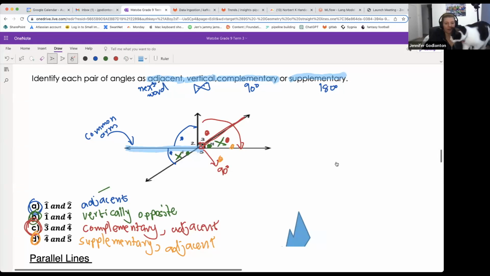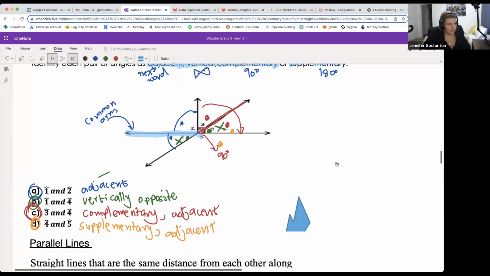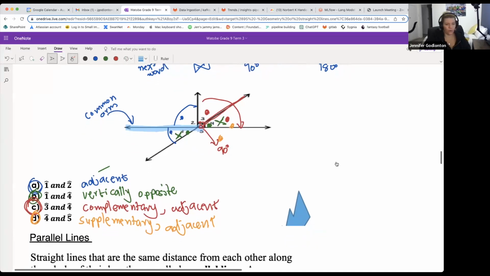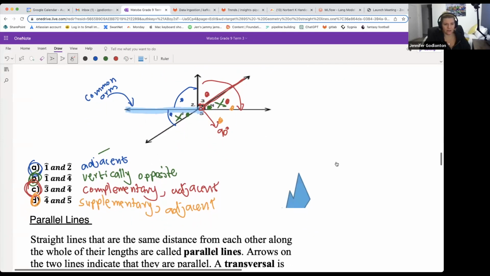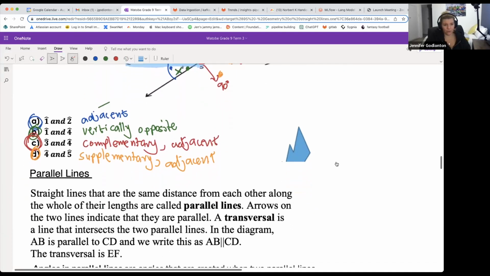Supplementary adjacent angles. Great. Okay, we're going to quickly talk about some parallel lines. It's going to be like a nice little introduction to them. And we're going to do one little question and then you guys can turn your brains off for the night. I know I will be turning my brain off for the night.